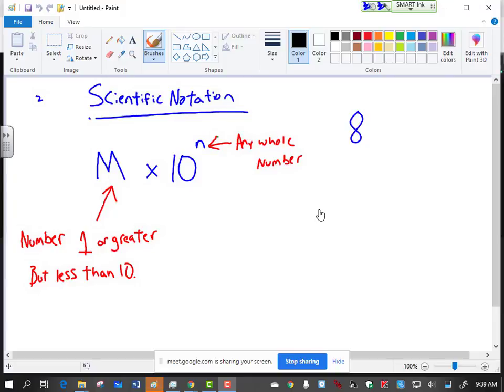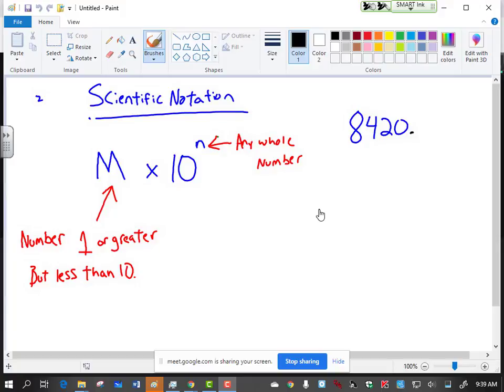Let's try 8,420. The first thing you have to do in all these problems is find the decimal. It's not showing. Where is it? At the end. It'll always be at the end. Okay, and now you have to write it.